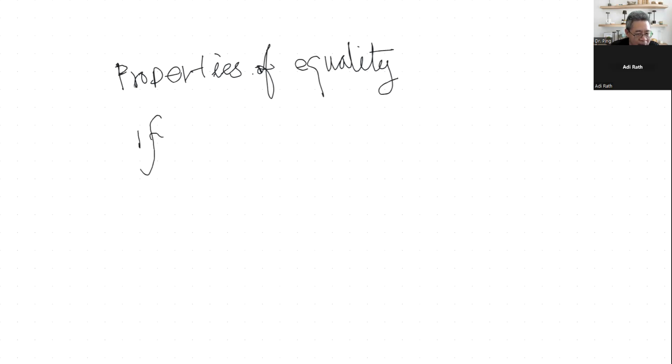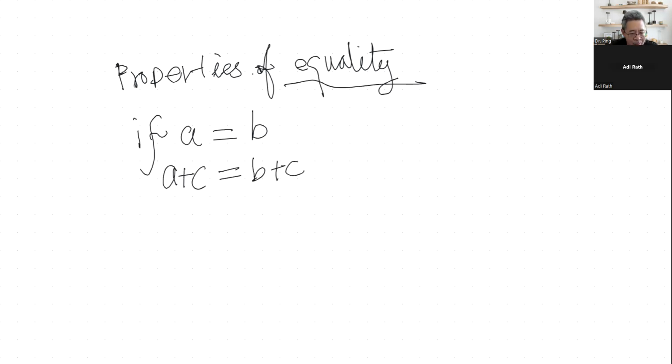If A is equal to B, so if you have an equation, then we can add the same thing on both sides. As long as we add the same thing on both sides, we're fine. This is called the addition property. When we have an equation, adding the same thing on both sides means the equation is still true.